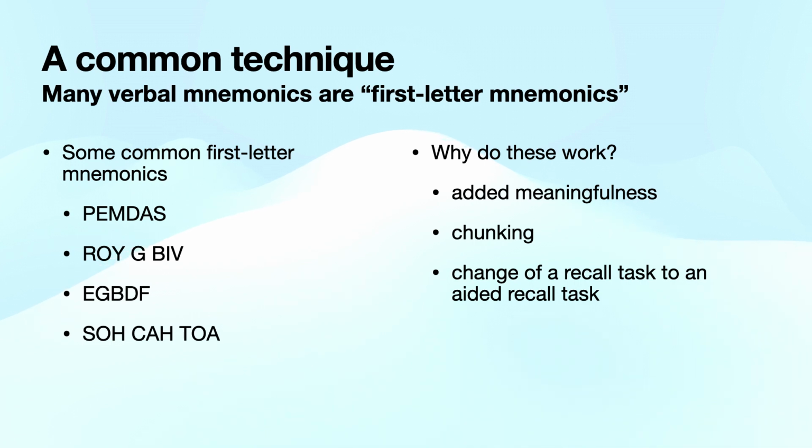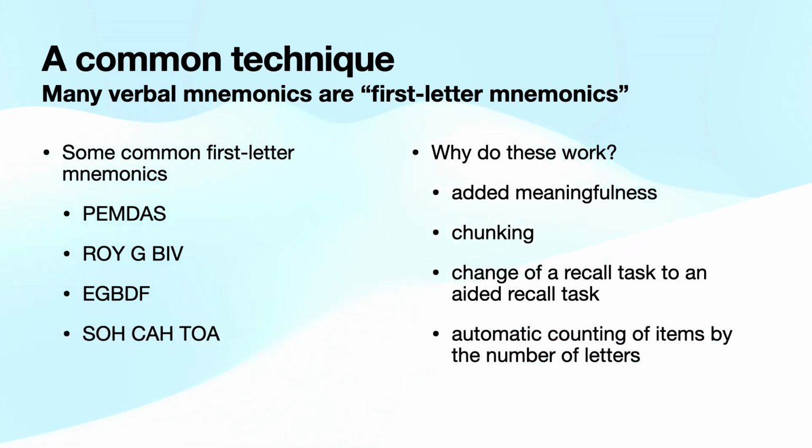Also, first letter mnemonics change a recall task, which is hard, to an aided recall task, which is much easier. It's like getting a hint for the retrieval process from long-term memory. One other help that first letter mnemonics provide is that they tell us how many things we're supposed to remember. If I count the letters of Roy G. Biv, I automatically know that there are 7 colors in the rainbow, and that can also help me remember them, or at least let me know whether or not I've succeeded at it.